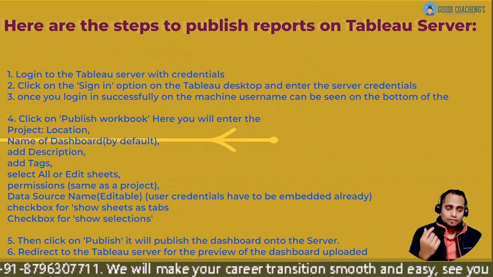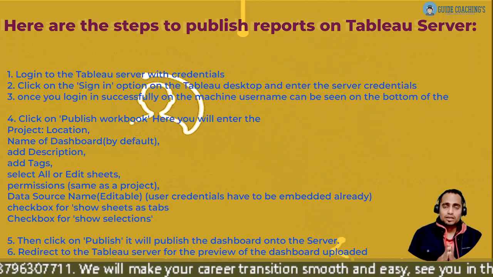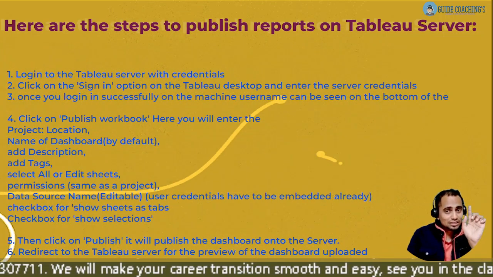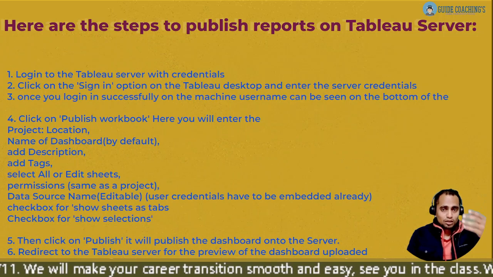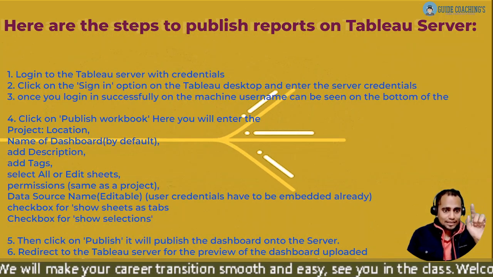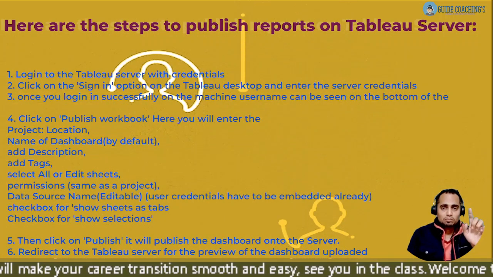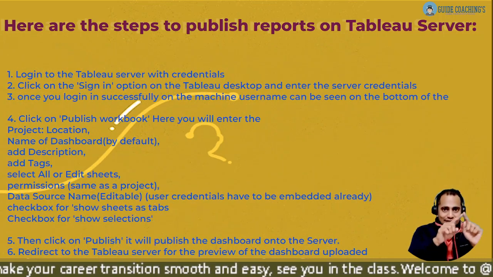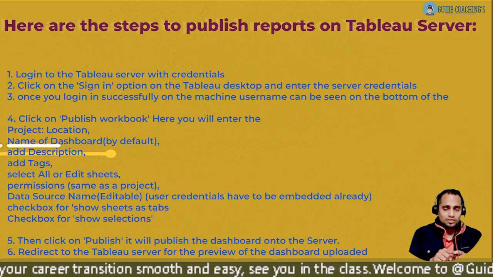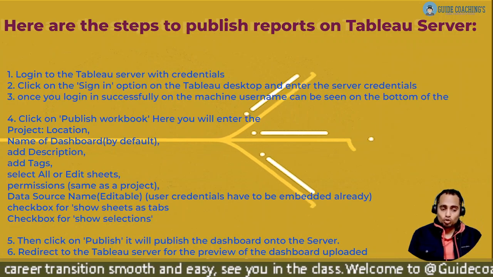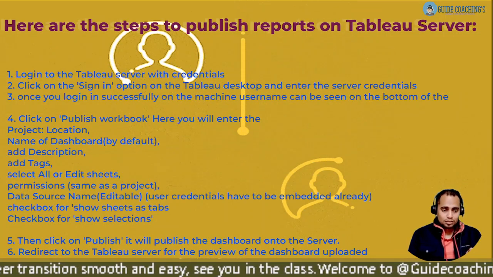Then into the fourth step, it comes where you will be clicking on the server option. It will drop down with the multiple options. You will select the publish workbook option. Once you select that, it will open a smaller box over there where it will have multiple options, and these are the options listed over here.